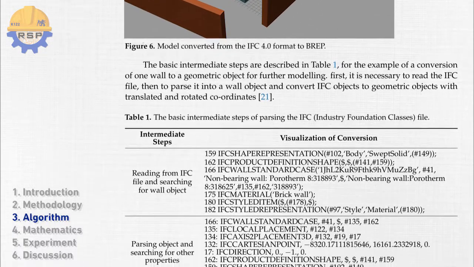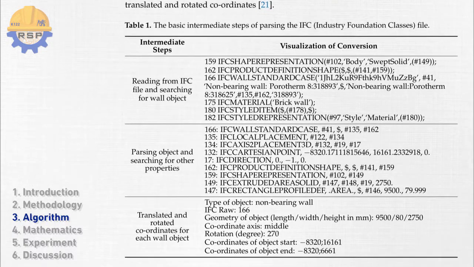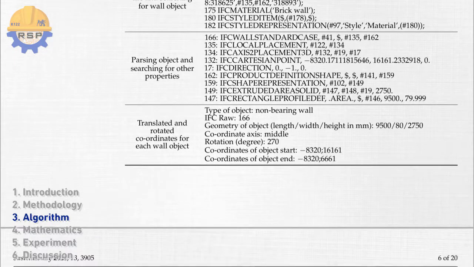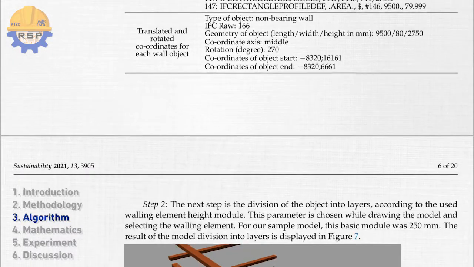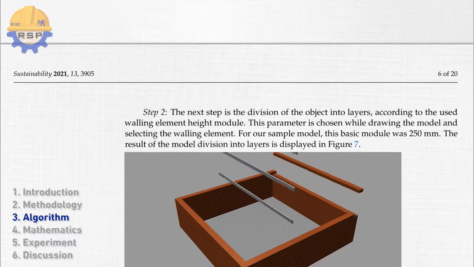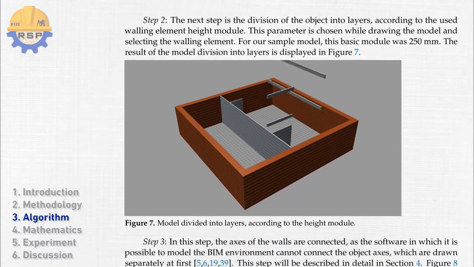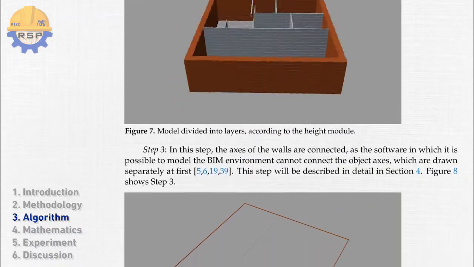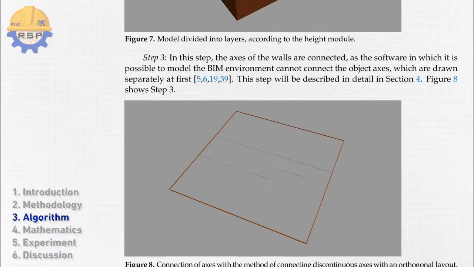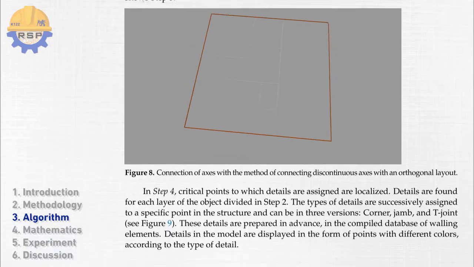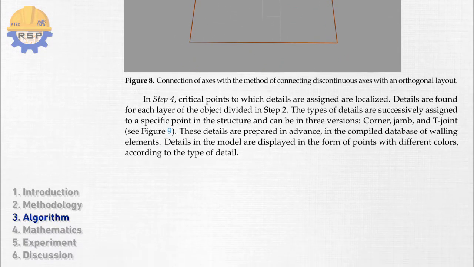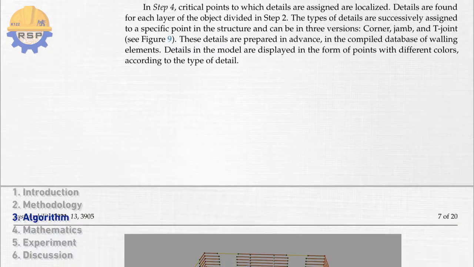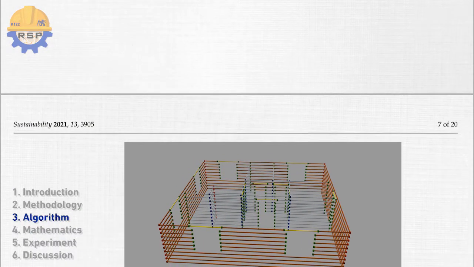In the next step, the object is divided into layers according to the height of the walling element. This parameter is set while drawing the model and selecting the walling element. In this step, the axes of the walls are connected. The software for modeling the BIM environment cannot connect the object axis, so these are first drawn separately.